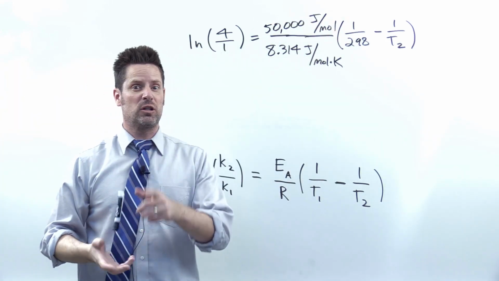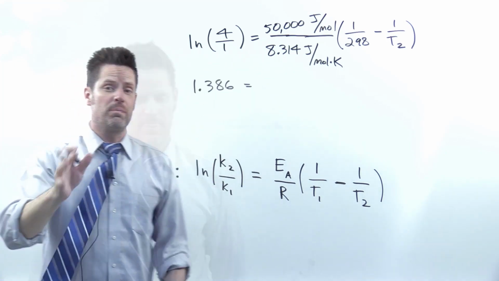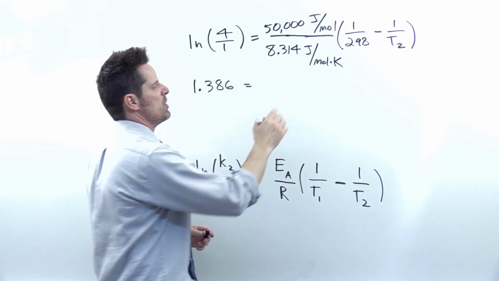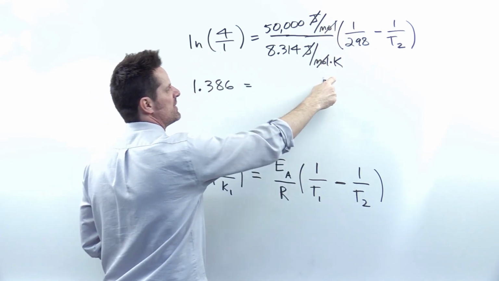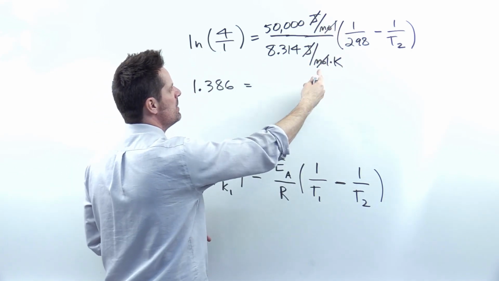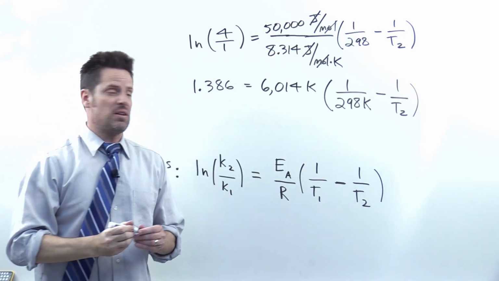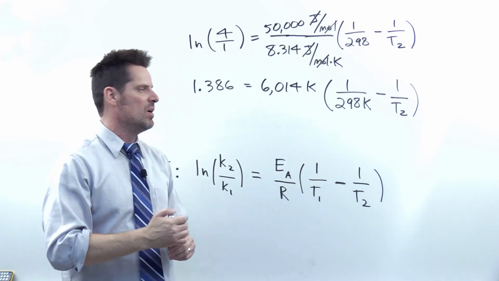From here, it's just number crunching algebra. 4 divided by 1 is, of course, 4. Natural log of 4 is 1.386. Now, as I divide 50,000 by 8.314, you'll notice unit-wise that my joules cancel each other out, my moles cancel each other out, and I have kelvins in the denominator of the denominator, which means they're really in the numerator. So this term right here all simplifies down to 6,014 kelvins. The beauty of the kelvins is it's going to cancel out the kelvins down here when I multiply through.